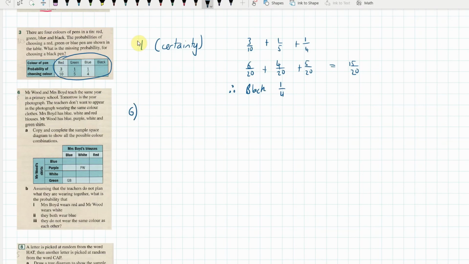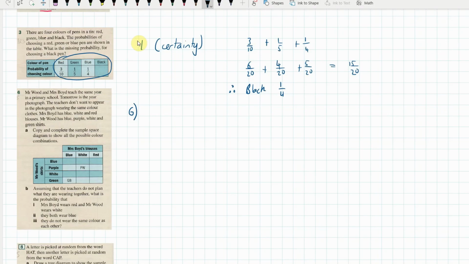Moving on to number 6. Mr. Wood and Mrs. Boyd teach the same year. For the school photograph, they don't want to wear the same colour clothes. I don't know why. And Mrs. Boyd has blue, white, and red blouses, and Mr. Wood has blue, purple, and so on. And we've got to copy and complete this diagram. So I'm going to try and complete the diagram. Hopefully you can see it clearly.